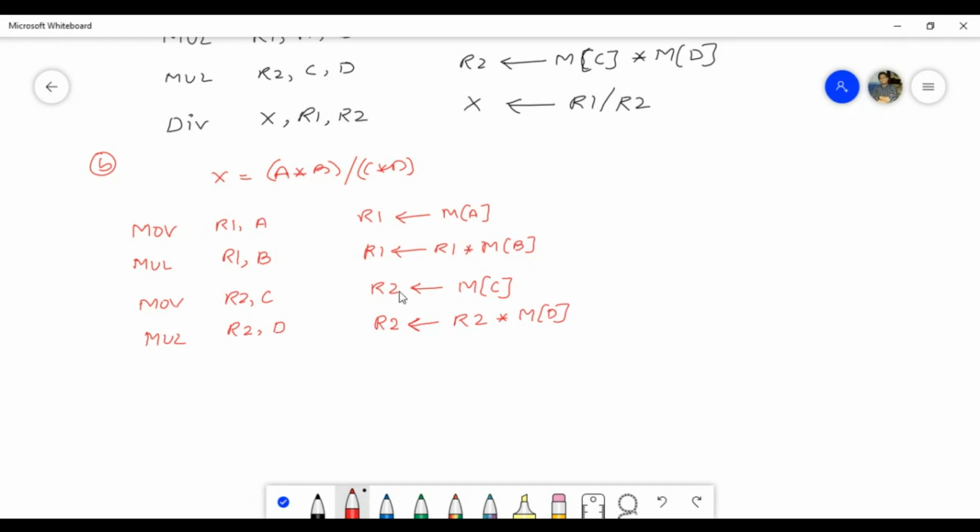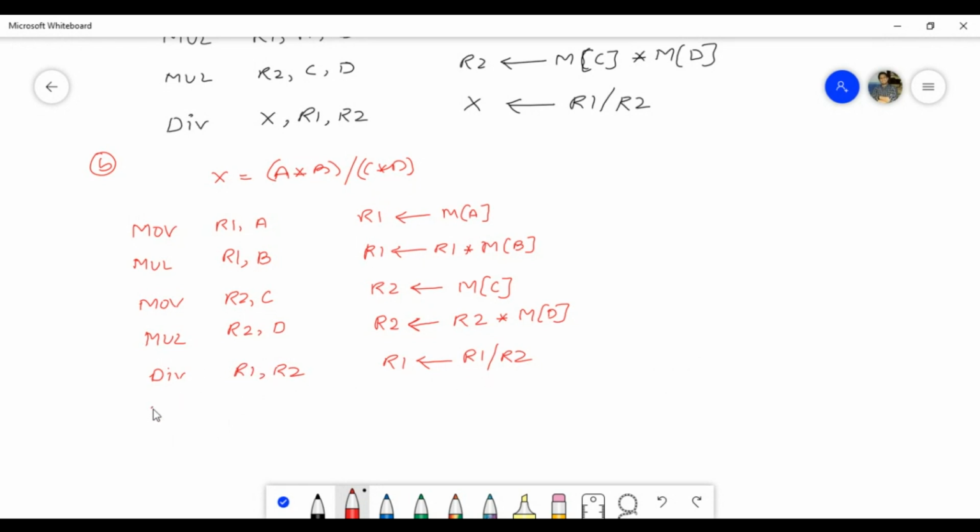Now we have used R1 and R2, two addresses. So now we will divide R1 comma R2. That means R1, I will update it with R1 by R2. So now R1 contains the result, R1 by R2. What is R1? R1 is A cross B, R2 is C cross D. So now R1 is updated with R1 by R2.